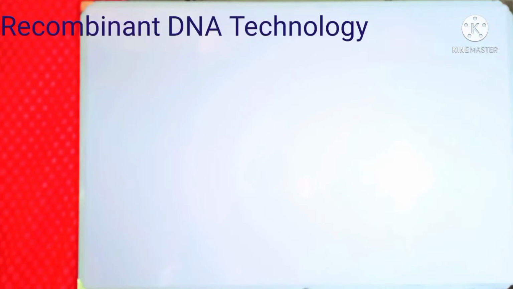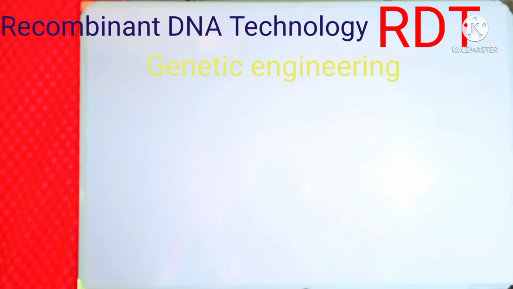Let's come back to our topic, that is recombinant DNA technology. We can also write it as RDT. First we see its definition, then we would explain it with the help of theory and diagrams. Recombinant DNA technology, also known as genetic engineering.